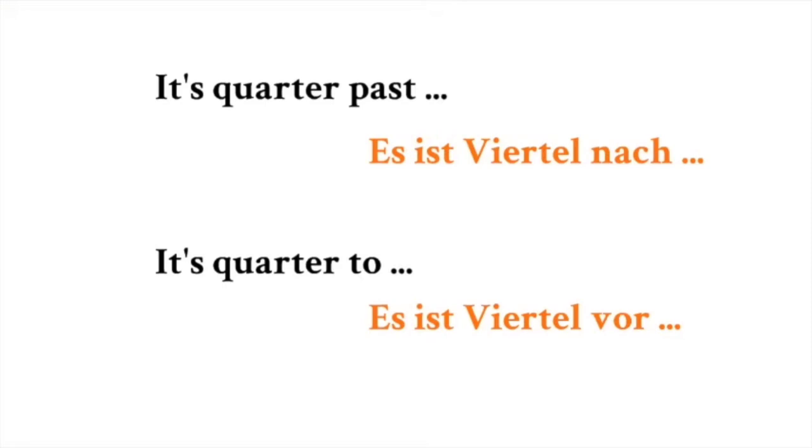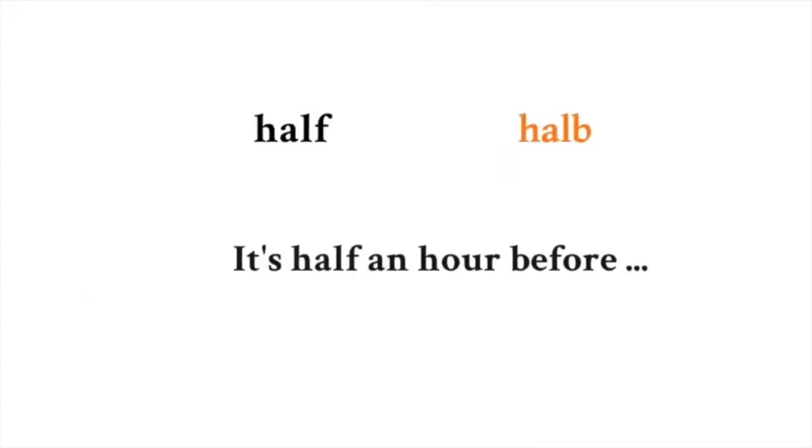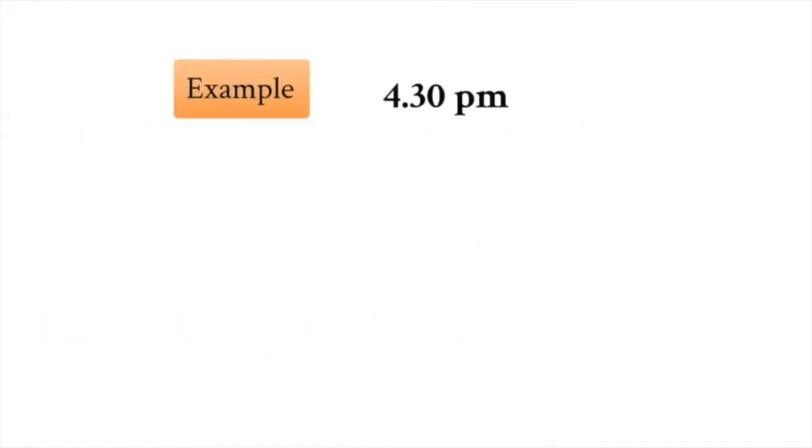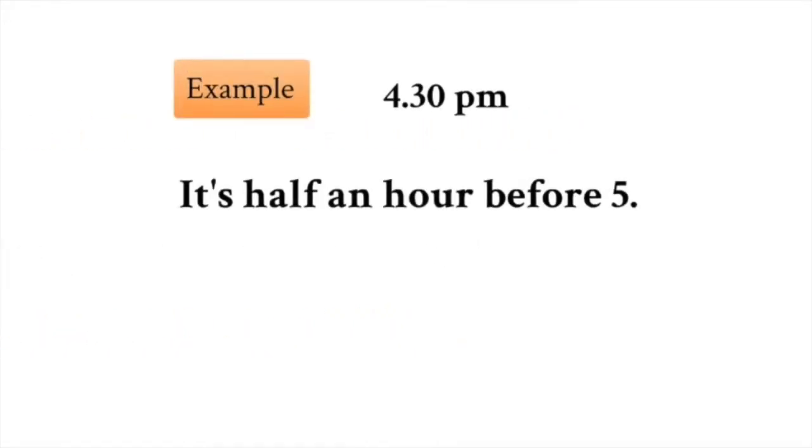Half in German is halb. But if you want to say it's half past something in German, we rather use it's half an hour before. So we would say es ist halb. So for example, it's 4:30 or 4:30 p.m. In German, we would say it's half an hour before 5. Es ist halb 5. As you can see here, we don't say it's half an hour past 4, but we say it's half an hour before 5.